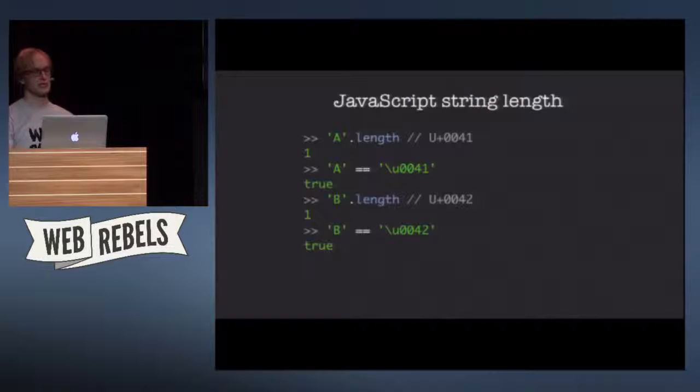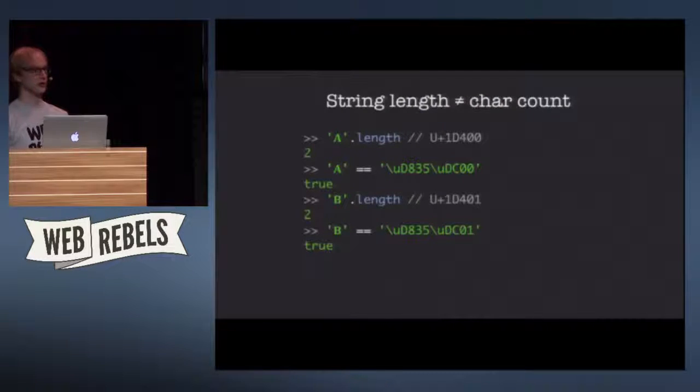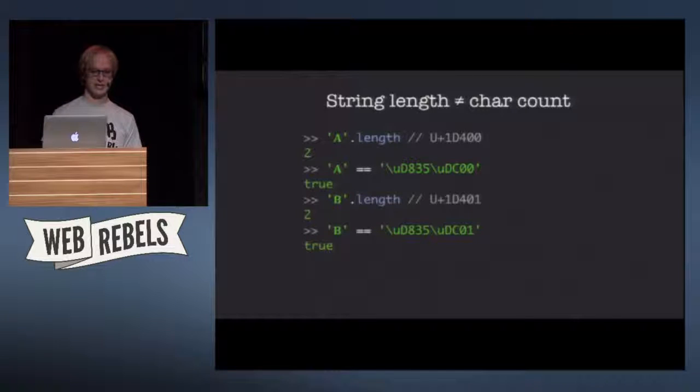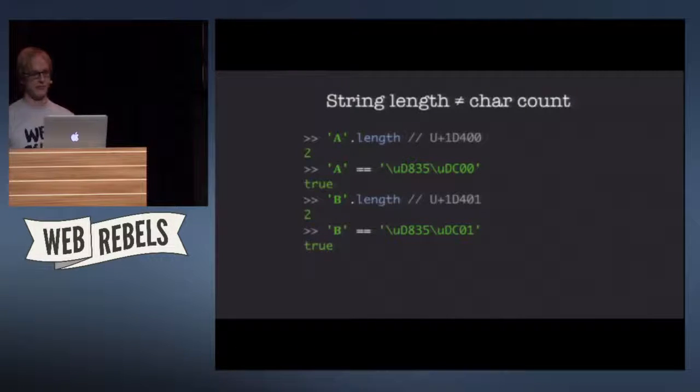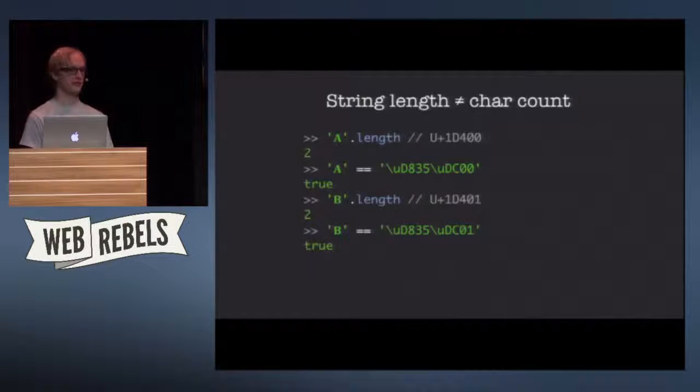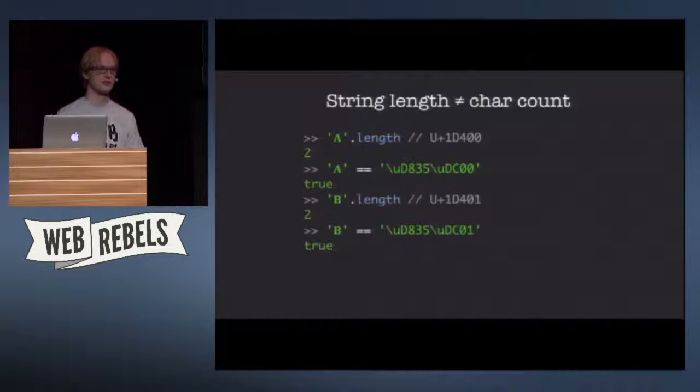Let's try some other symbols. Here I'm using the mathematical bold capital letter A, which has the code point 1D400. And now we can see that JavaScript seems to consider this string to have a length of 2 instead of 1, even though there's only a single symbol there, really. And this is because JavaScript exposes each of these 2 halves of the surrogate pair as if they were separate characters, which really they're not. This is essentially an implementation detail, an encoding detail that just bubbles up to the developer.